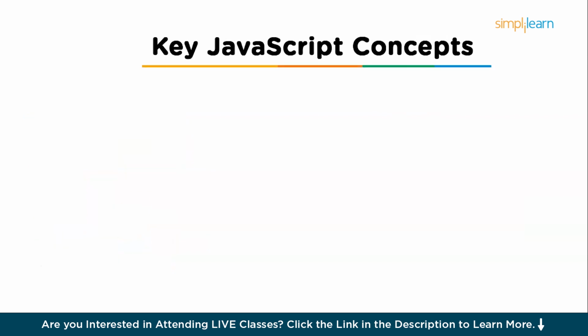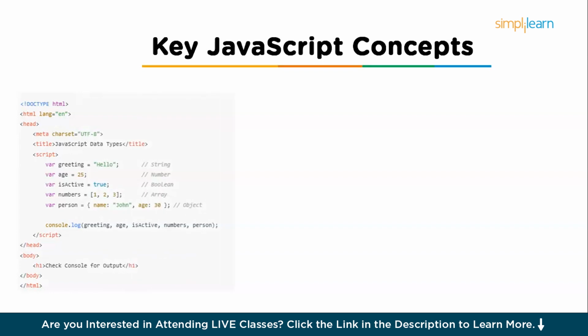So there are key JavaScript concepts as well. The first one is variables and data types. JavaScript allows developers to store data using variables. Common data types include string, which is text data, like hello world; number, which is numeric data like 10, 5.5; boolean, which is true or false; array, a list of values; object, a collection of key value pairs. So here is an example you can see. This is the string, this is the number, this is the boolean, this is the array, and this is the object data types. Fine.